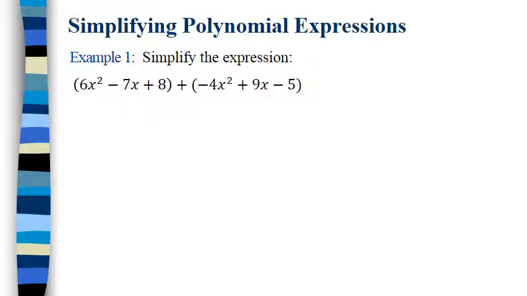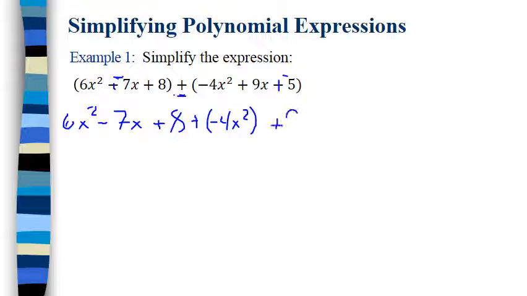Okay, so in example 1, when we're adding polynomials, we know that addition is, by the associative property, able to occur in any order, and we can regroup terms as needed as long as it's all addition, and if we have subtraction, we can think of it as adding a negative, and then it's still all addition. So we can rewrite this as 6x squared minus 7x plus 8 plus negative 4x squared plus 9x minus 5.